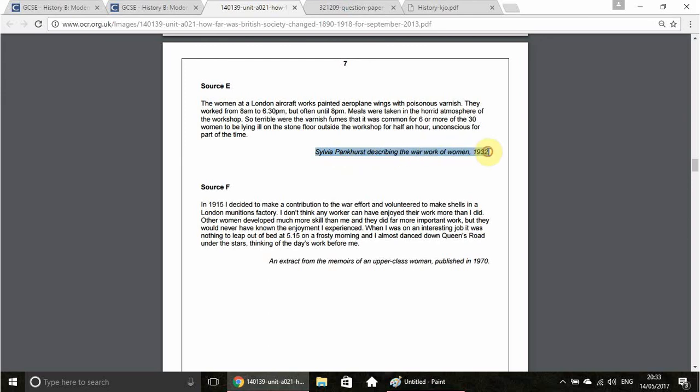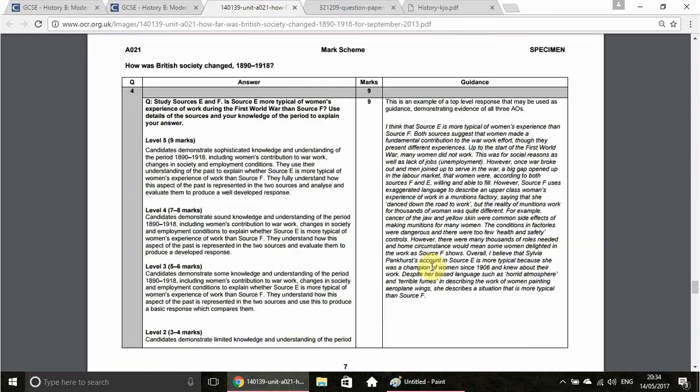And this one is from an extract from the memoirs of an upper-class woman published in 1970. So obviously this one's written a long time after World War I, and this one's written a little while after World War I. And that's not that important. What's more important is the person who's writing it. So we've got Sylvia Pankhurst, who's a suffragette, and an upper class woman who we probably can assume isn't a suffragette. Okay, so here's the mark scheme.